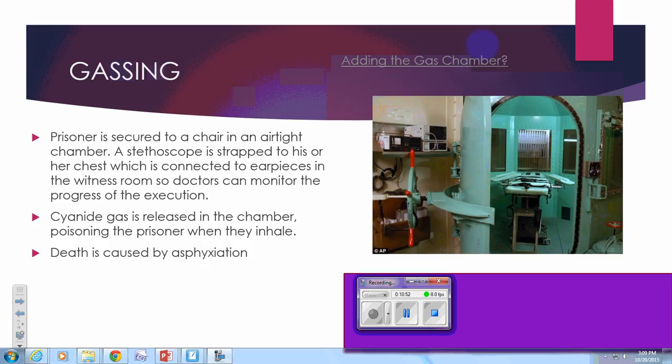And a lot of people have gotten away from it. However, now that certain drug companies don't want to be associated with lethal injection, like you'll see in this little clip I'm going to show you, there is a state that's considering going back to this because they can't get a hold of the medications they need to use lethal injection.